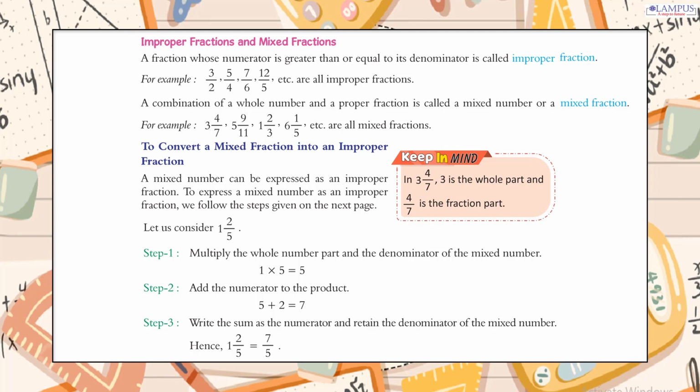Step 2. Add the numerator to the product. 5 plus 2 equals 7. Step 3. Write the sum as the numerator and retain the denominator of the mixed number. Hence, 1 and 2 by 5 equals 7 by 5.